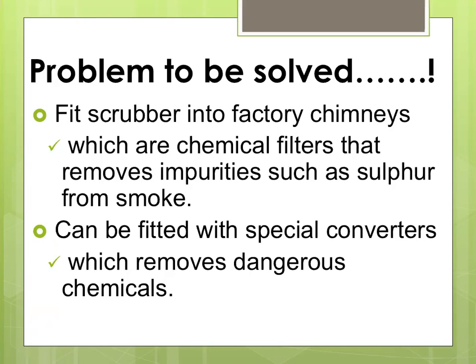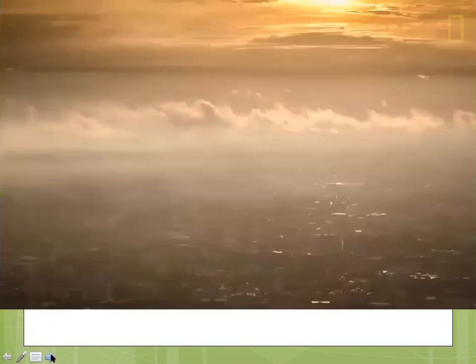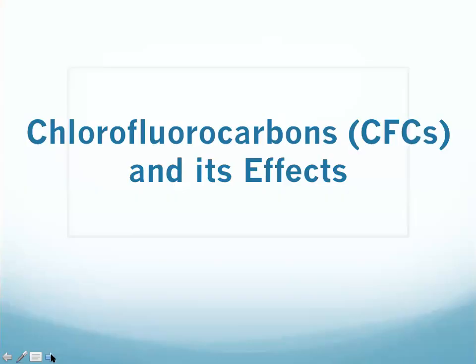So this was all about the acid rain, different types of acid rain, and their negative effect on the living things, non-living things, on the trees, on the crops, and onto the soil. So our next topic is the chlorofluorocarbons and its effects.